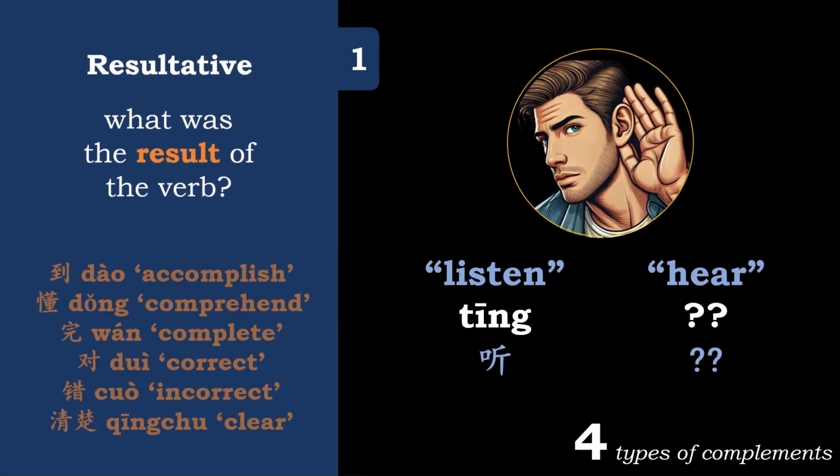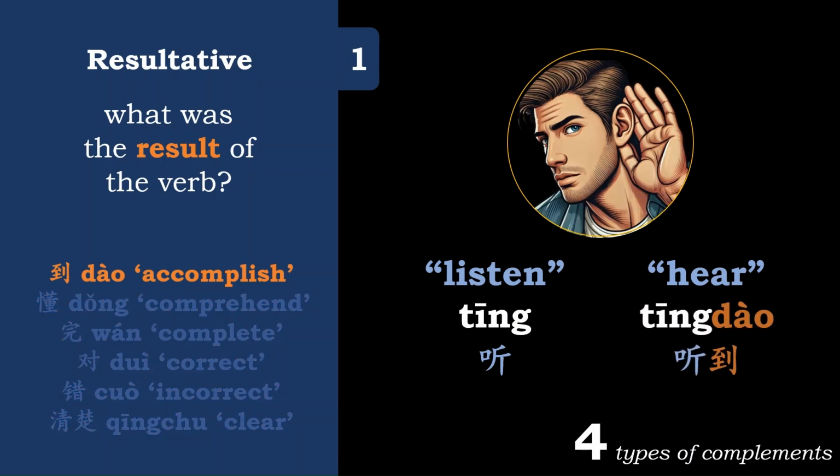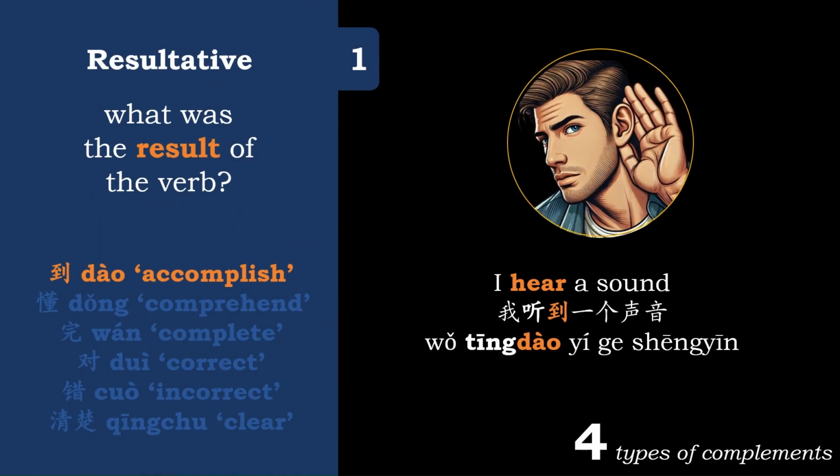So here's a list of common resultative complements. Dao, accomplish. Dong, comprehend. Wan, complete. Dui, correct. 错, incorrect. 清楚, clear. Now let's think about the word hear. It really means that the result of listening has been achieved. Or to put it another way, the action of listening has been accomplished. So if listen is ting, then hear is ting dao. I hear a sound. 我听到一个声音.